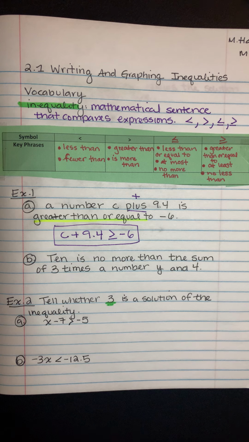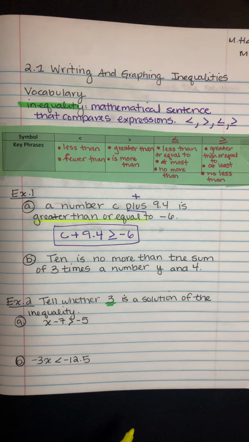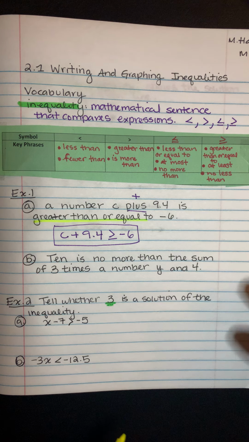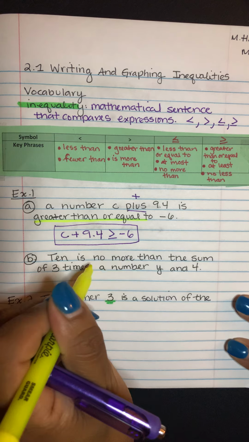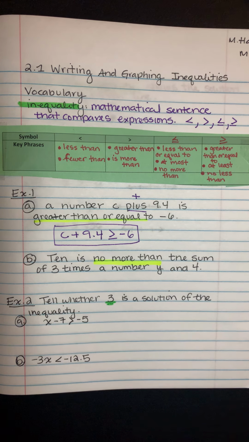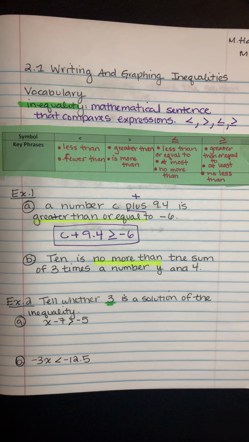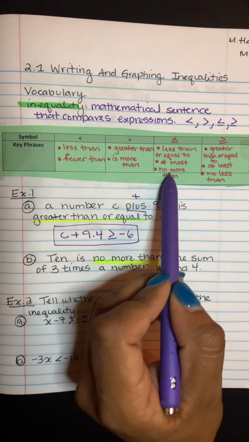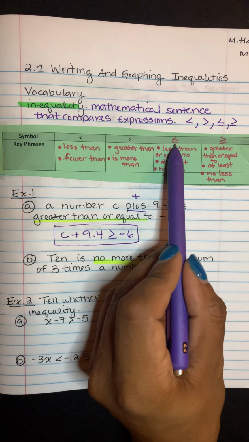Letter B, let's keep going. Letter B is saying 10 is no more than the sum of 3 times a number y and 4. So the key phrase is no more than. That's our key phrase. So what does that mean? No more than is our less than or equal to symbol.